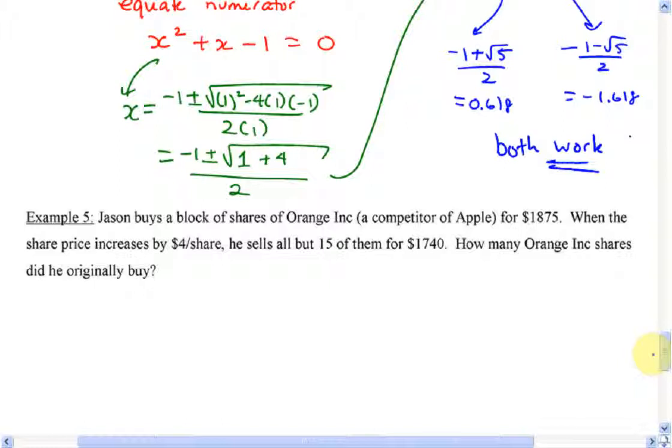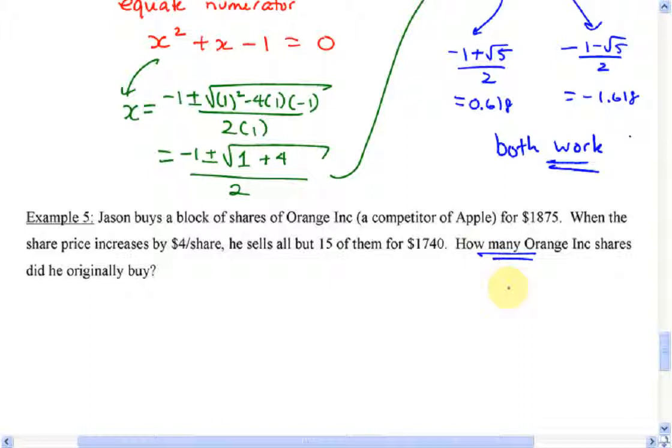No, just joking. Okay, so Jason here, my good friend Jason, buys a block of shares of Orange Inc. for this much money, 1875. Shares mean you purchase part of the company. You actually own part of this company. Now, look what happened here. When the share price increased by $4, he sold all of them except 15. So he kept 15 and sold the rest. And he made money. He said he made $1,740. The question I have for you is how many shares did he originally buy?